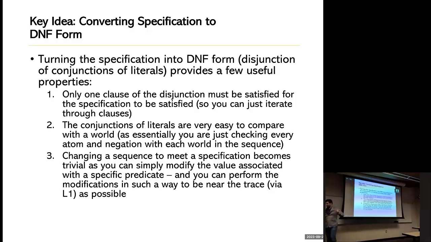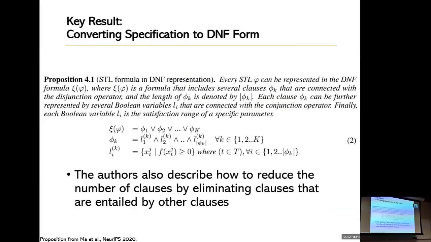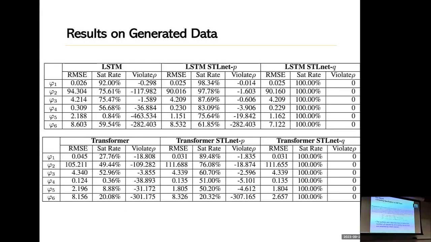So the idea here is that by converting it into this DNF form, you essentially have a sort of a state or a world associated with each time point. And based on that, you can now do a direct comparison with the output of the neural network, and you could just easily replace the minimal number of symbols to make it correct. So then they talk about how the formulas have an associated DNF representation, and they provide an algorithm to do so.